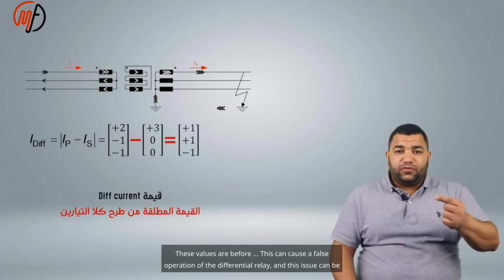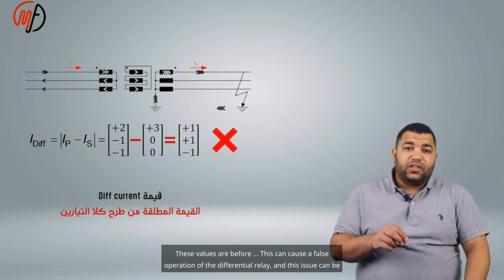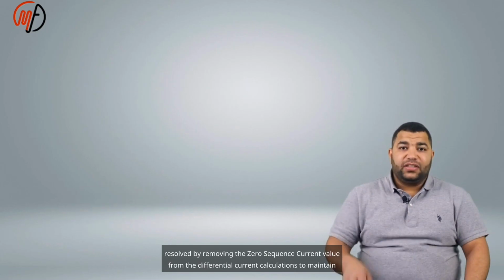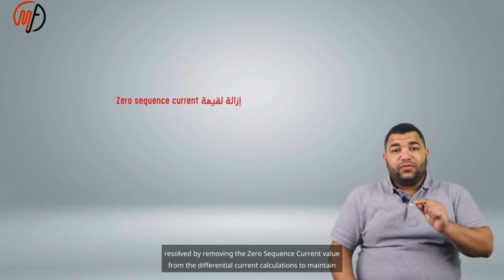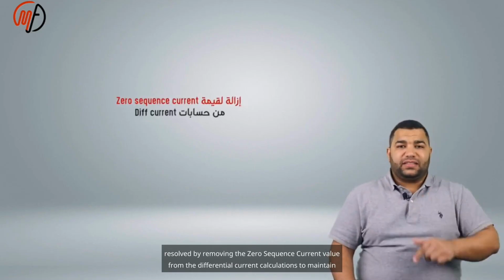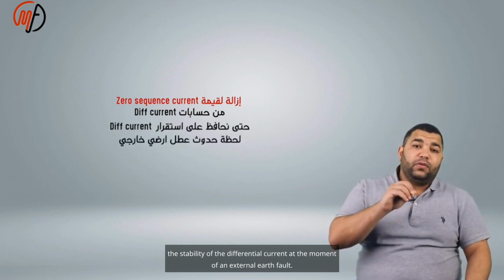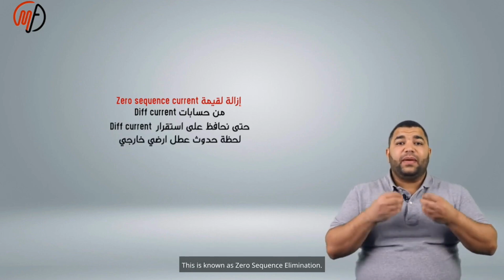These values are before. This can cause a false operation of the differential relay, and this issue can be resolved by removing the zero sequence current value from the differential current calculations to maintain the stability of the differential current at the moment of an external earth fault. This is known as zero sequence elimination.